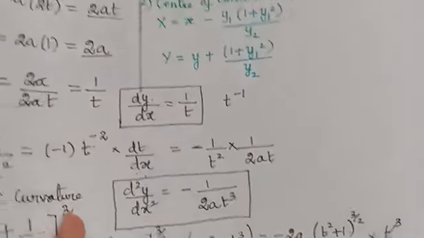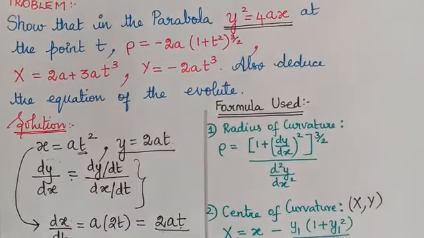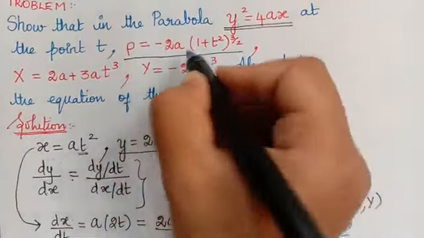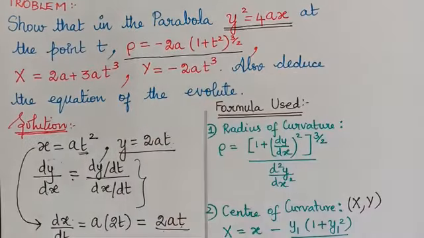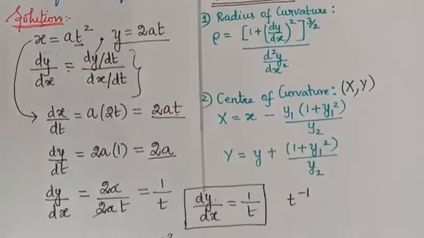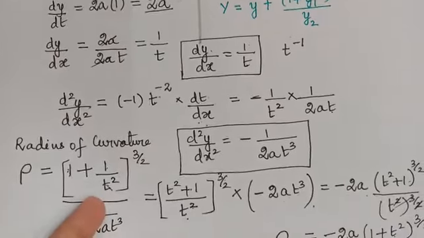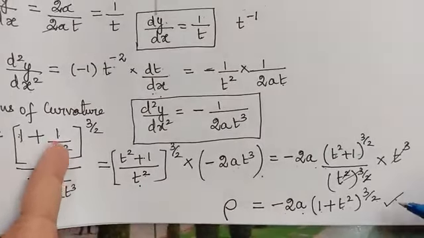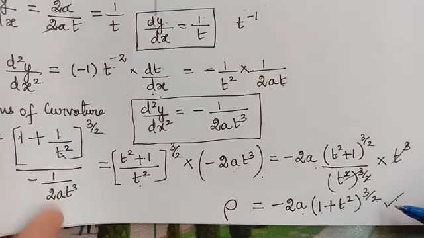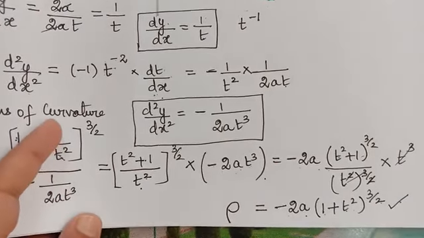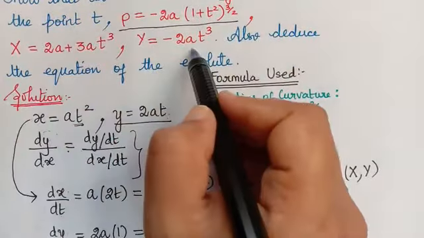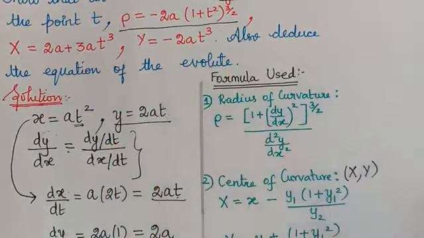So this is what we have to prove. Actually in the question they are asking us to prove that rho is equal to minus 2a multiplied with 1 plus t squared to the power of 3 by 2. So we have proved that the radius of curvature is equal to this. Next we have to find the center of curvature and prove that it is this. So the center of curvature is given here. Let us see how to do that now.